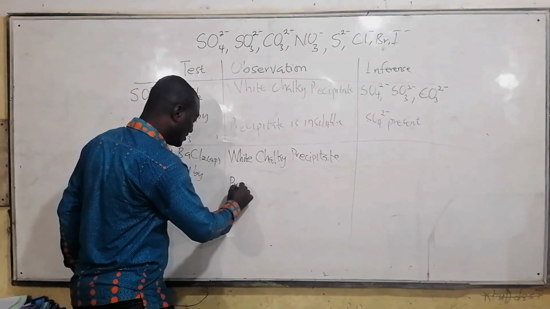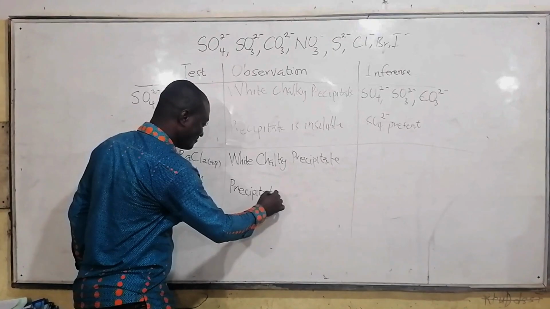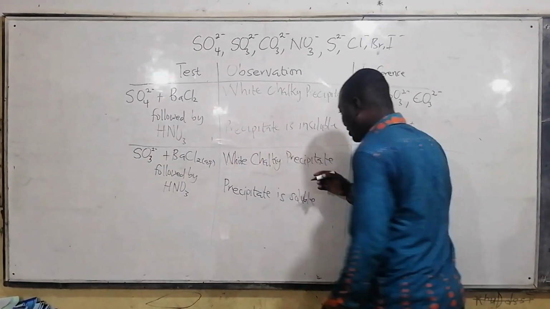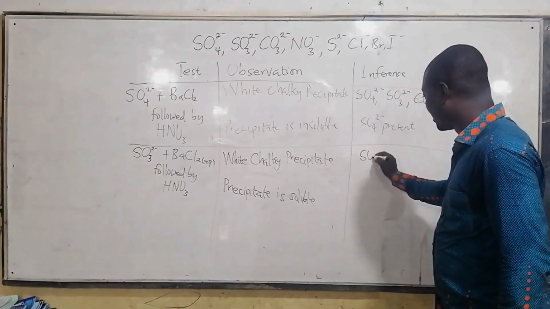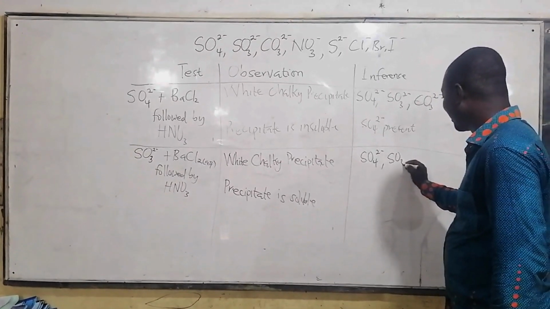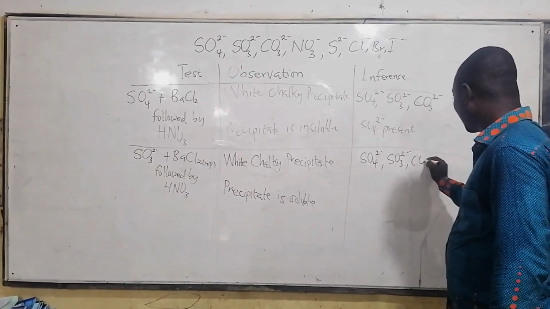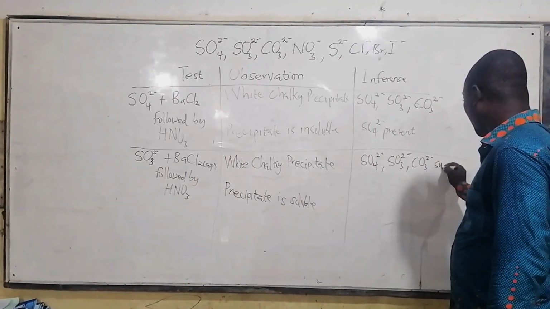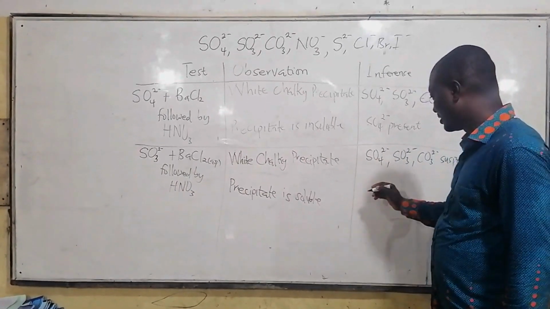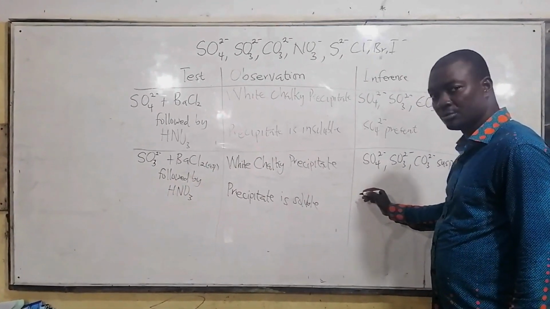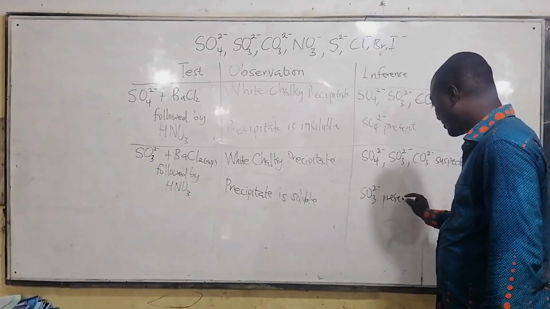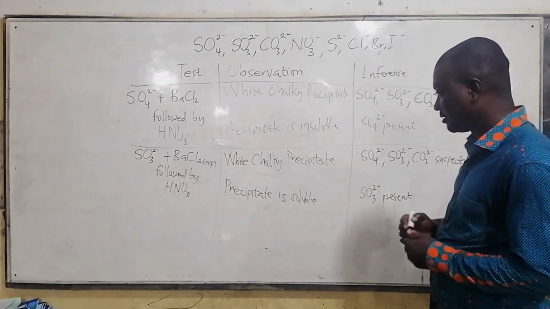So the precipitate is soluble. When it's a white chalky precipitate, as usual, we suspect SO4 2 minus, SO3 2 minus, as well as CO3 2 minus. But it is when we add the dilute HNO3 that we will be very sure that SO3 2 minus is present.